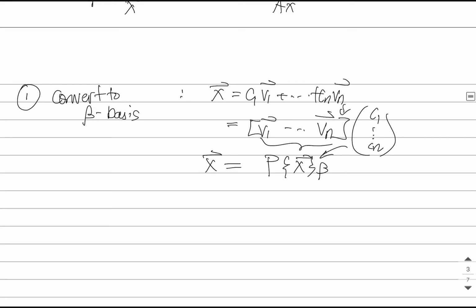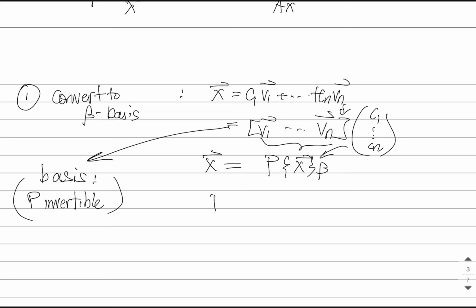Now, since that matrix P is made up of a basis, it means that the matrix is invertible. So if I want, I could represent things like this. I could say that the coordinates there are just P inverse times X. And that's what I want. I want the name of my vector in terms of this new basis.